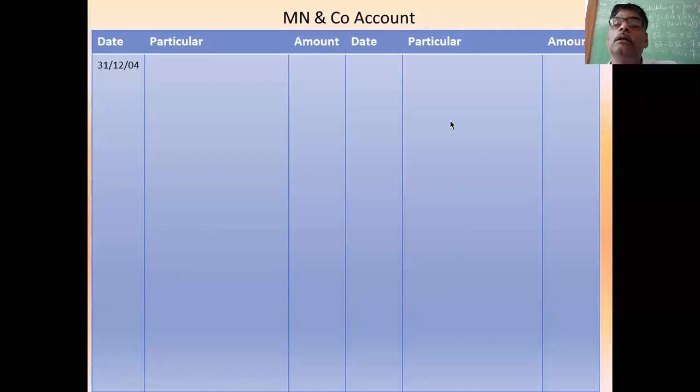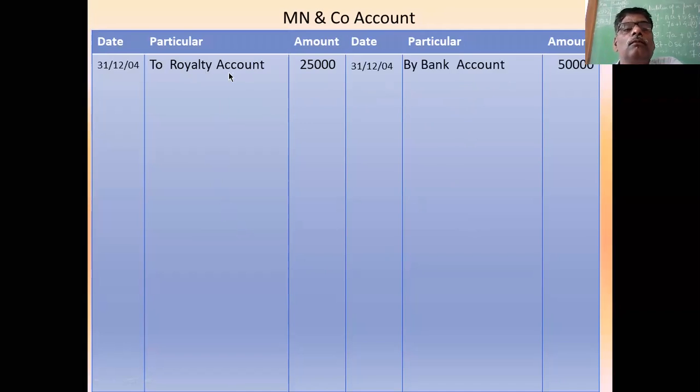But in this lessor book, debit side royalty, credit side by bank. Reverse order. I'll write here: by bank, to royalty. Side change, service change. By bank comes on the credit side. The bank payment column amount comes on the credit side. Royalty and the royalty column amount comes on the debit side.